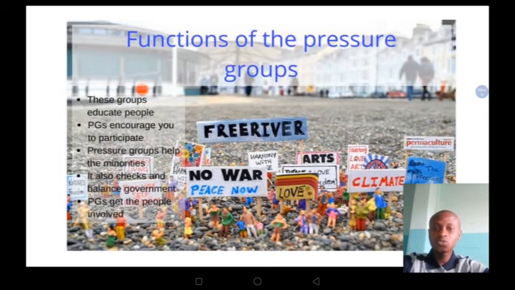They also check the excesses of the government, call it checks and balances. So with pressure groups in operation, it will be difficult for government to become dictatorial. Very, very difficult. Because they are there on a daily basis evaluating and assessing the policies, actions and activities of the government, and they can shout out if something is going wrong. They can engage in protest to call the government to order to ensure that government operates within the ambit of the law. Then apart from that, they get people involved in decision making.